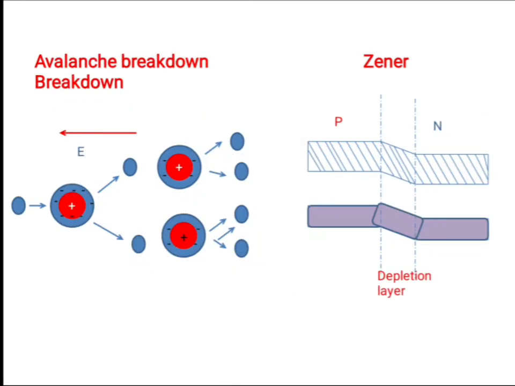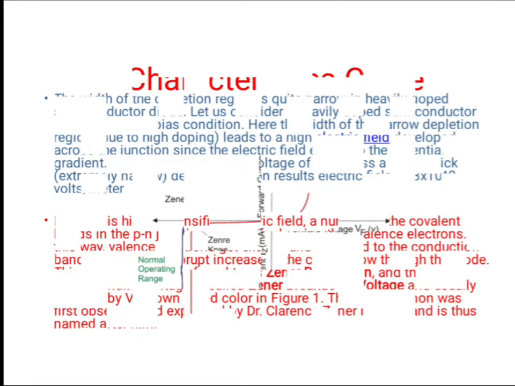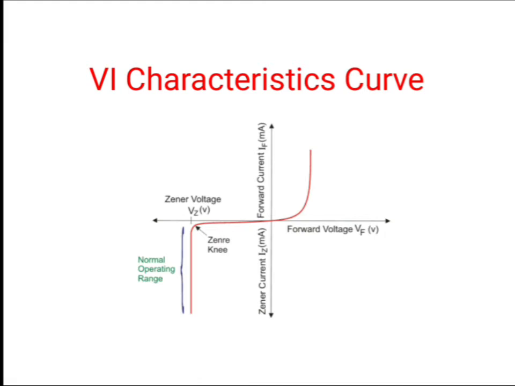Next, in the picture view you can see the multiplication factor and how it is happening. In the Zener diode, it is because of the applied voltage and the thin width of the depletion layer. I already told you how the doping is done. The Zener diode was invented by Dr. Clarence Zener in the year 1937.